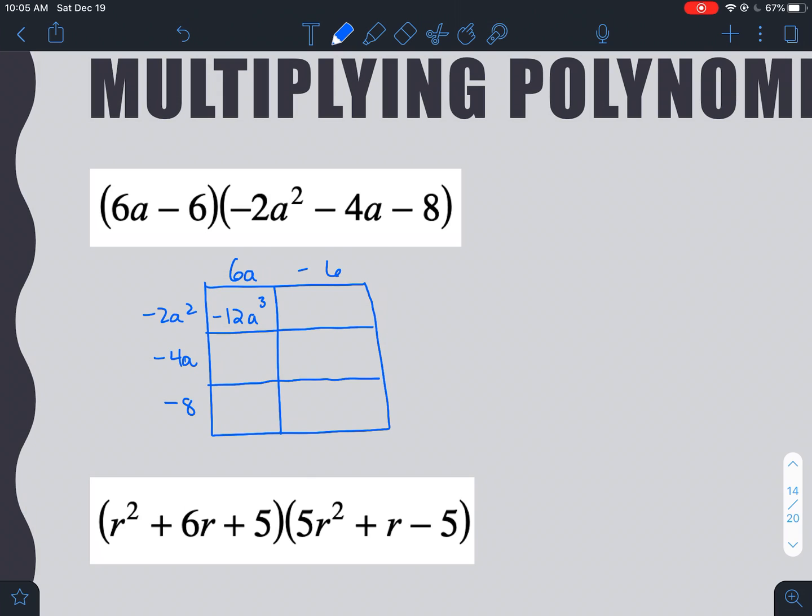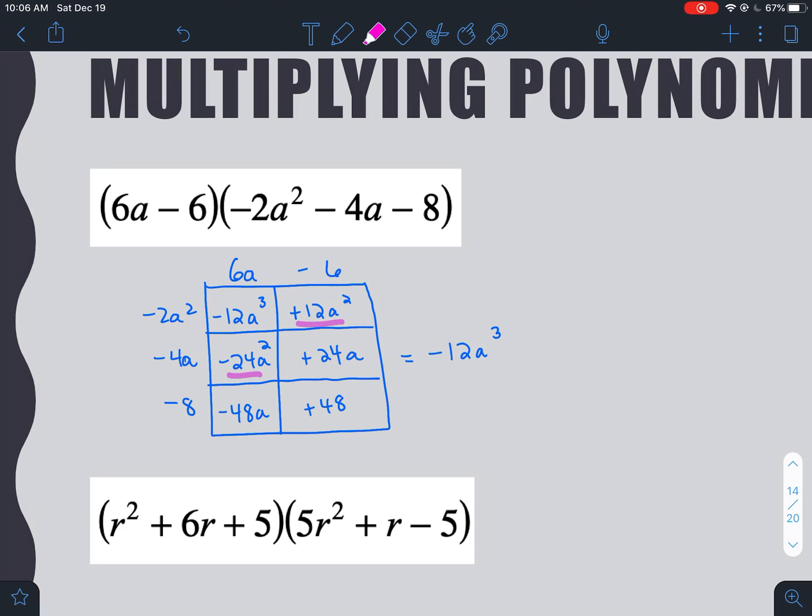Now negative 2a squared times 6a is negative 12a cubed. Negative 2a squared times negative 6 is positive 12a squared. 6a times negative 4a is negative 24a squared. Negative 4a times negative 6 is positive 24a. 6a times negative 8 would be negative 48a, and negative 8 times negative 6 is positive 48.